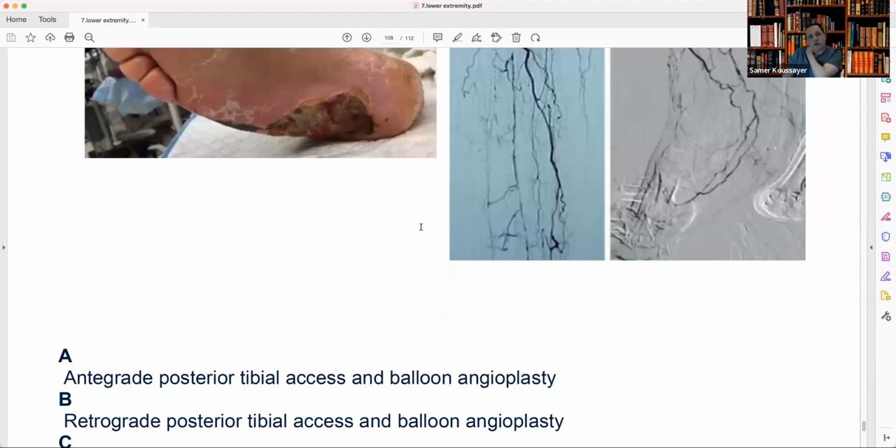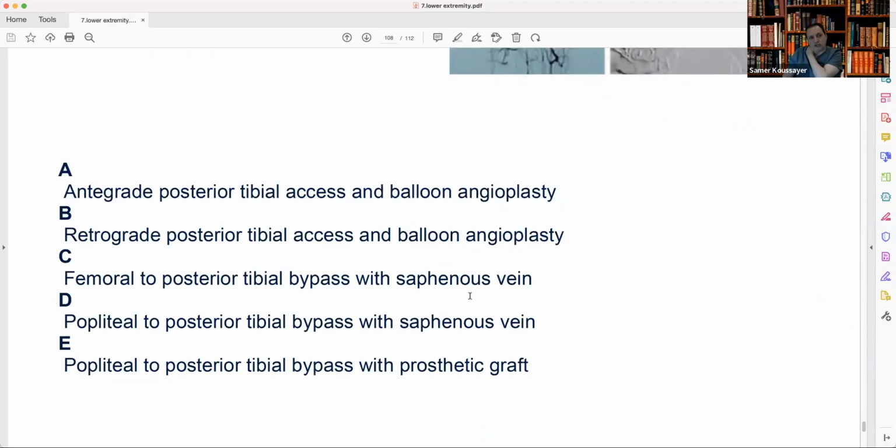So they give you all these options: tibial antegrade, retrograde, femoral-posterior bypass with saphenous vein, popliteal-posterior bypass with saphenous vein. You don't have to go to femoral because the popliteal is patent, so it should be popliteal to posterior tibial. Prosthetic graft only if we don't have a vein, like a small saphenous vein. Prosthetic graft should be the last option. So I think the best option for this one is just to do a bypass on him, okay?